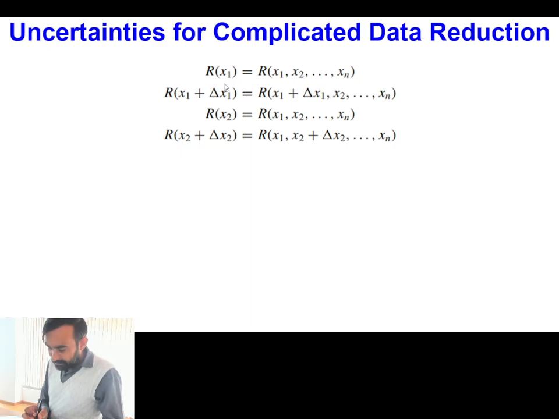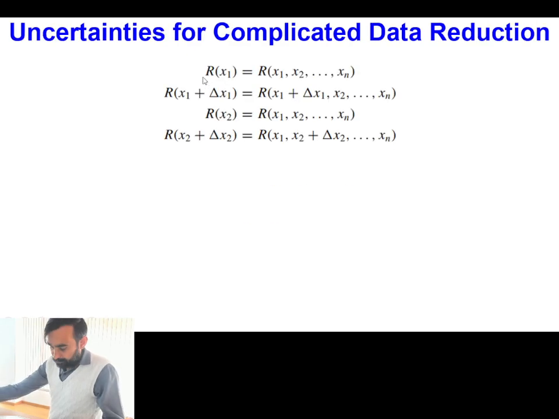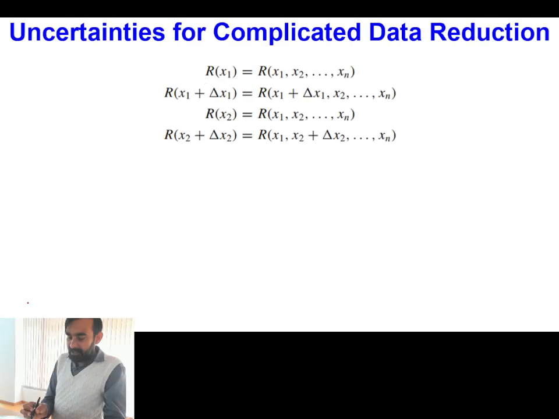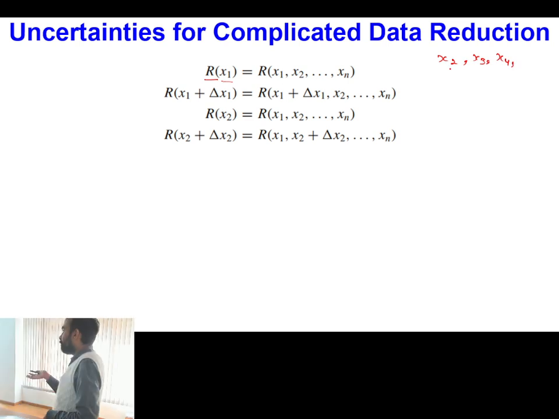So we have this resultant, which is a function of, say, x1. Though it depends upon other parameters x2, x3, x4, x5 as well, in this particular measurement we are only changing the value of x1. Upon changing the value of x1, whatever my resultant quantity will be, I have written as r of x1, x2, x3, so on up to xn.